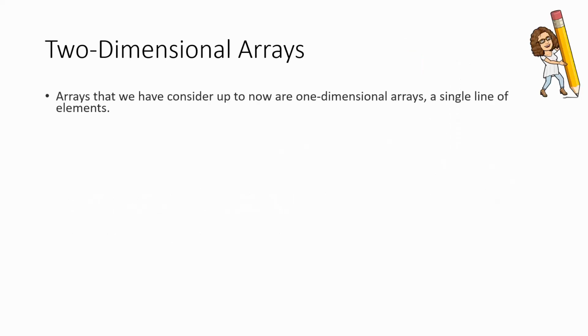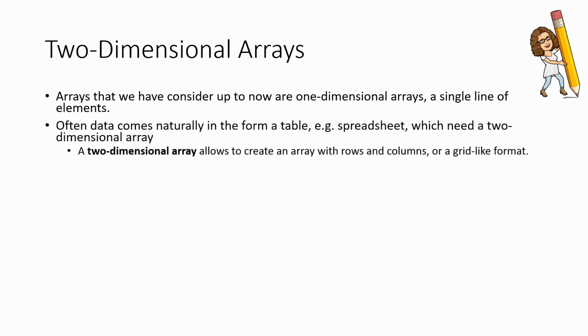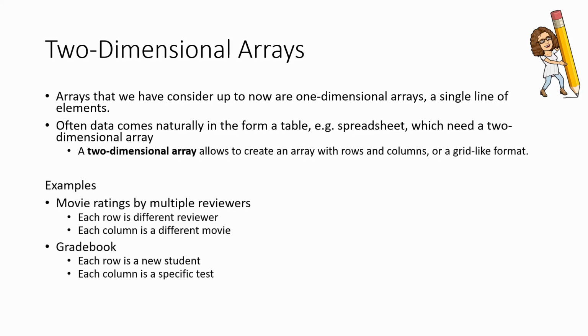So two-dimensional arrays, ultimately, we are having arrays that are considered, up to now, one-dimensional, or just a single line of elements. Often data comes naturally in the form of a table, spreadsheet, Excel sheet, Google Sheets, right? Which need a two-dimensional array. Definition, two-dimensional array: a two-dimensional array allows you to create an array with rows and columns, or basically like a grid-like format. Here are some examples that you might see.